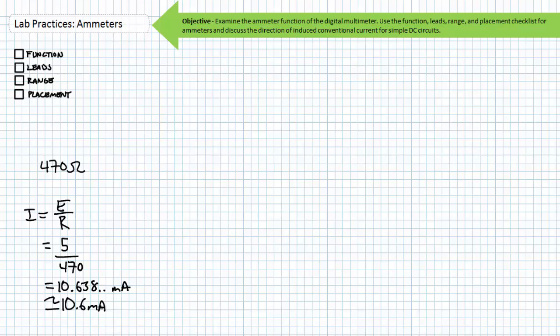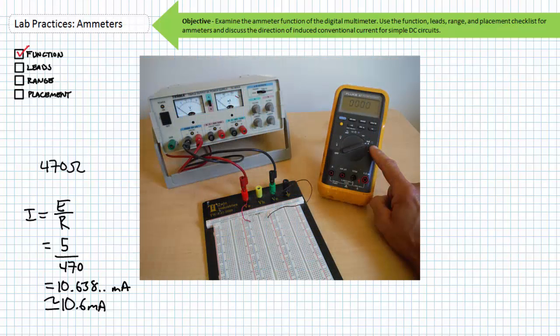Let's use the Fluke 87 and the function, leads, range, and placement checklist to measure and display the current for this circuit. Function. We'll place the Fluke 87 in the DC ammeter mode by turning the mode selector to the milliampere/ampere mode, which obviously stands for amps. Sometimes the ammeter function of a DMM is indicated with either an I or an A, so be aware of this.